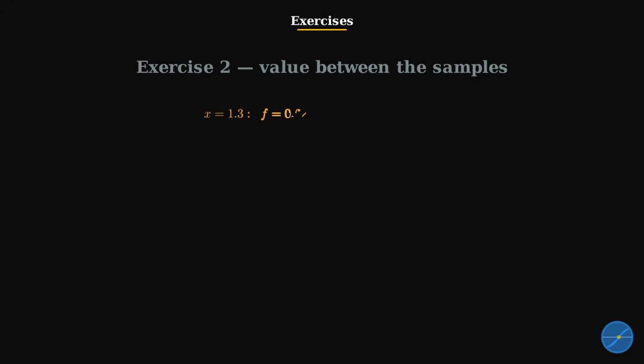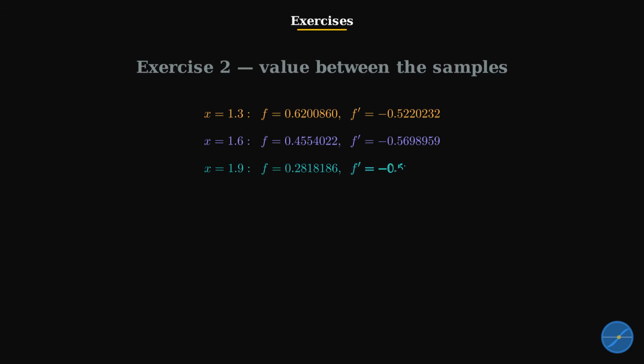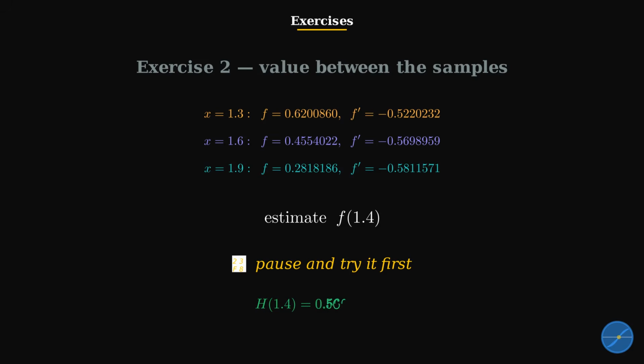Exercise 2. You have measured a function at 3 points. Here are the values and the slopes. It's the same data we just ran through the 6-row table. So the coefficients are already yours. Estimate f at 1.4. Pause and give it a go. Writing the same Newton form out at 1.4 gives 0.5668555144.